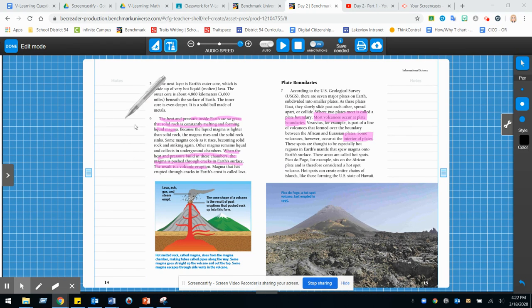So my focus right now is paragraph 6. The heat and pressure inside Earth are so great that solid rock is constantly melting and forming liquid magma. Because liquid magma is lighter than solid rock, the magma rises and the solid rock sinks. Some magma cools as it rises, becoming solid rock and sinking again. Other magma remains liquid and collects in underground chambers. When heat and pressure build in these chambers, the magma is pushed through cracks in Earth's surface. The result is volcanic eruption. Magma that has erupted through cracks in Earth's crust is called lava.